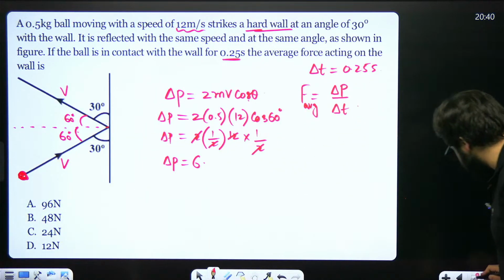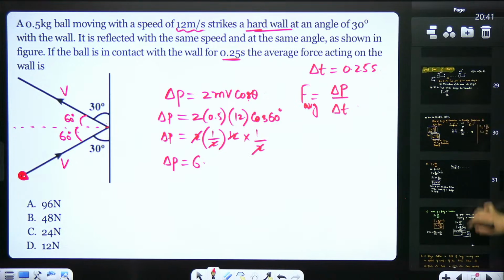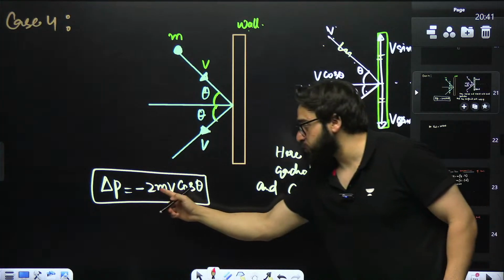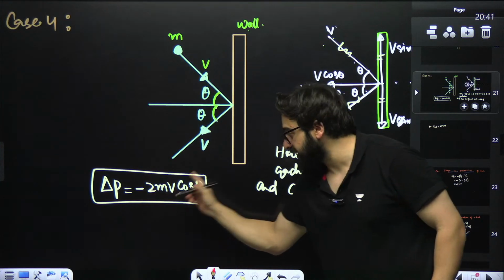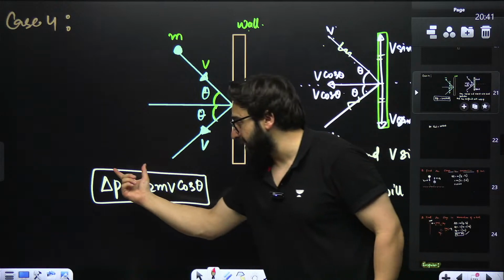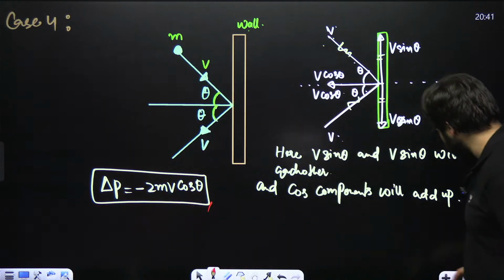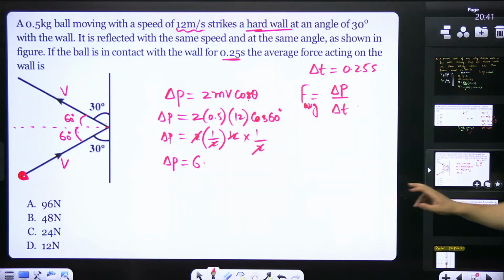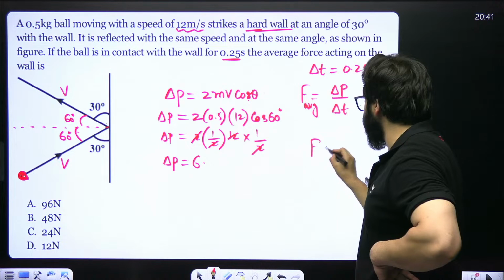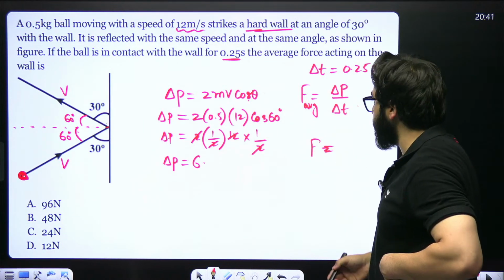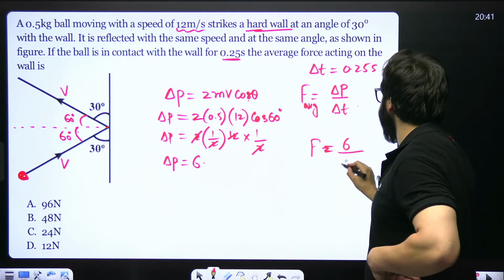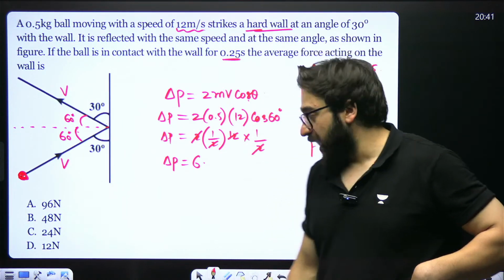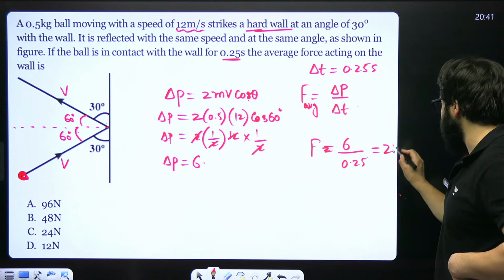This case is exactly like this case. See, I told you in such cases, directly remember the change in momentum will be minus 2mv cos theta. If we are taking the magnitude only, then it will be 2mv cos theta. So now, force here will be delta P, that is 6 divided by 0.25. If you divide it, it comes out to be 24 Newton.